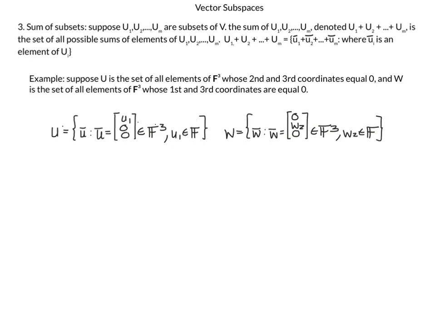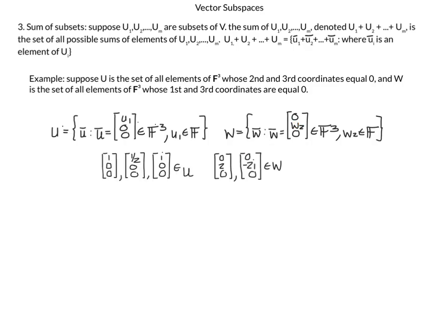W now, that's the set of F3, so 3 coordinates, whose first and third coordinates are equal to 0. So you can see I have a 0, a W2 for the second coordinate, and a 0. And I just made some elements of U and some elements of W. So U might be 1, 0, 0, where U1 is equal to 1. Or it might be 1/2, 0, 0, where U1 is equal to 1/2. Or it might be i, because it might be a complex number, 0, 0, where U1 is equal to i. For elements of W, I could have the vector 0, 2, 0, where W2 is equal to 2, or 0, minus 2i, 0, where the minus 2i is W2.